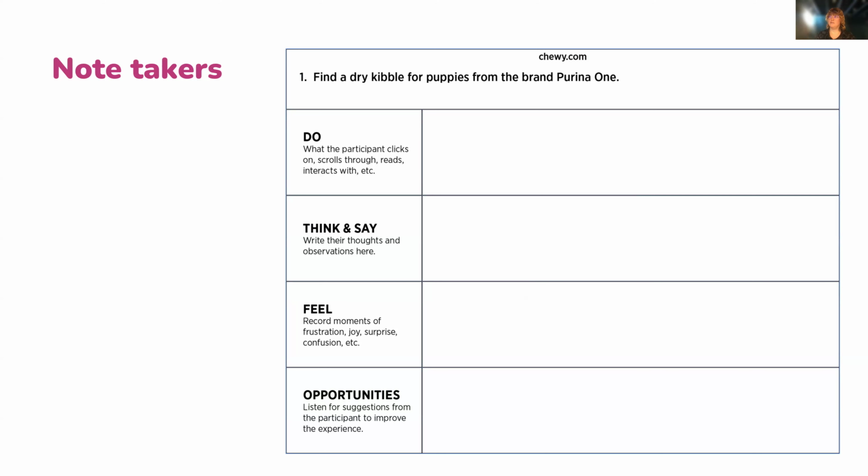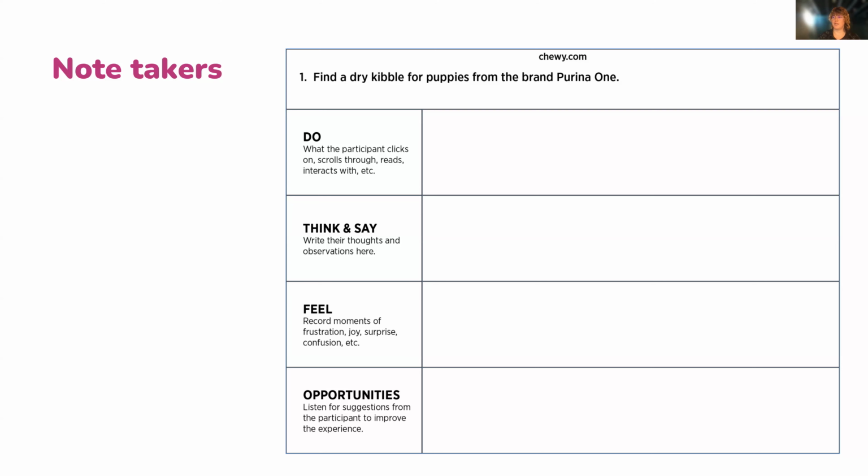Each task in the list of 3 has its own table, or user journey map. In each table, there is a do section, a think and say, a feel, and opportunities. Under do, you would write what the participant clicks on, scrolls through, reads, interacts with, etc. The next one is think and say, so their thoughts and observations. This is why it's important for the participant to think out loud while they're doing the tasks. The next one is feelings, so record moments of frustration, joy, surprise, confusion.